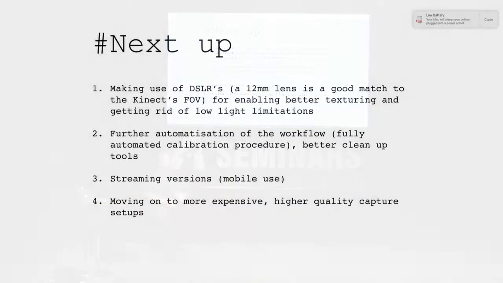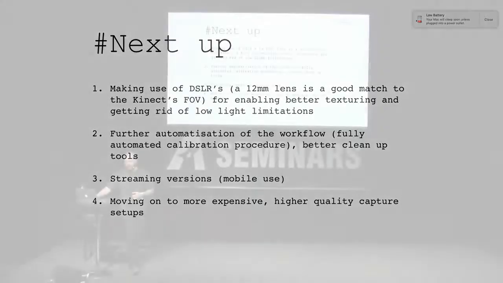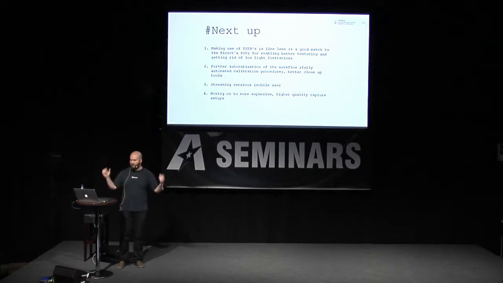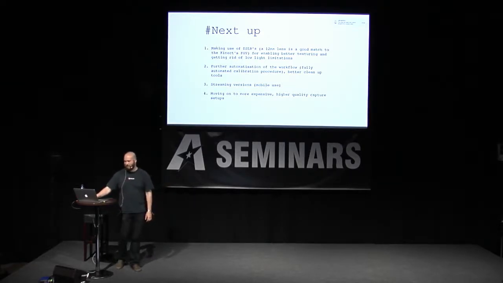For us, next up, we actually managed to already do a rig where we have a DSLR attached. This is nice because we get a much better looking RGB texture for the capture, and it also takes away the problem of the low light conditions and the 15 frames per second limitation of the Kinect. We're trying to further automate the workflow, with better cleanup tools. We've done some experimentation with streaming. This is interesting, because when you're able to stream, then you're able to do mobile. And finally, obviously, should I win the lottery, I would like to do some more expensive, higher quality capture setups, because I think it's an interesting place to be.